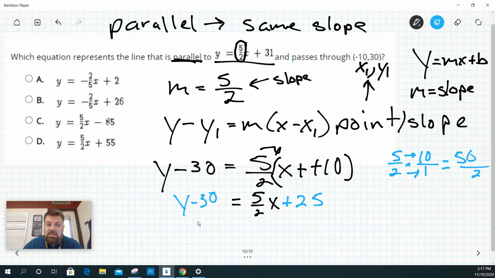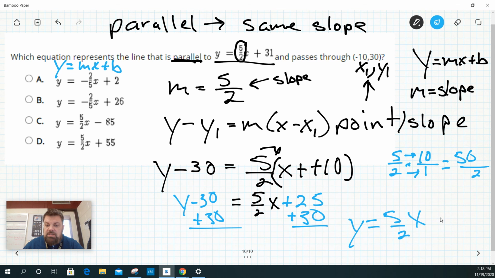Lastly, I've got to get y by itself because all of these look like y equals mx plus b. So I'm going to add 30 to both sides. Whatever I do on one side of the equal sign, I have to do to the other. And I get y equals 5 over 2 x plus 30 plus 25, which is 55. So that is this one right now. Any questions?